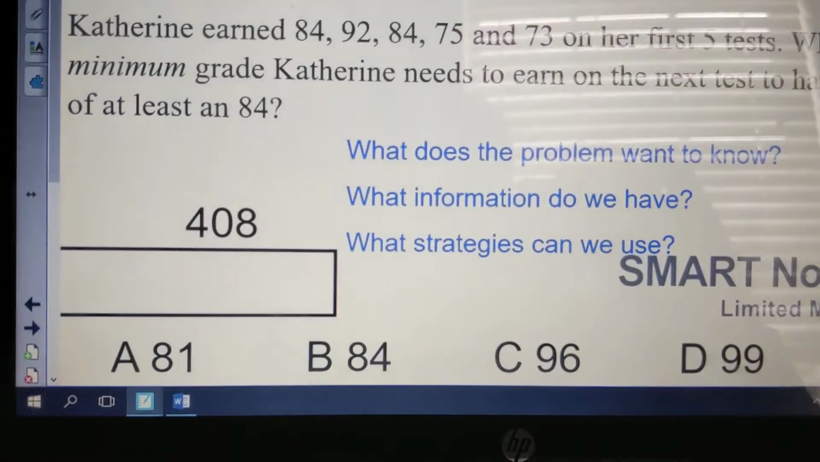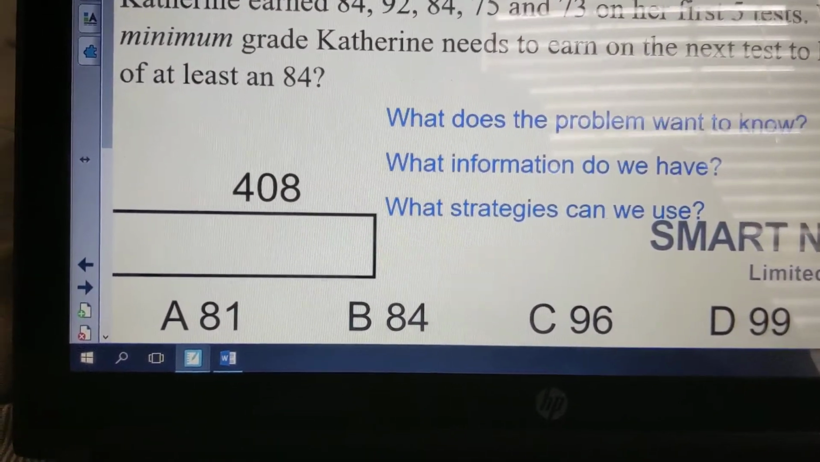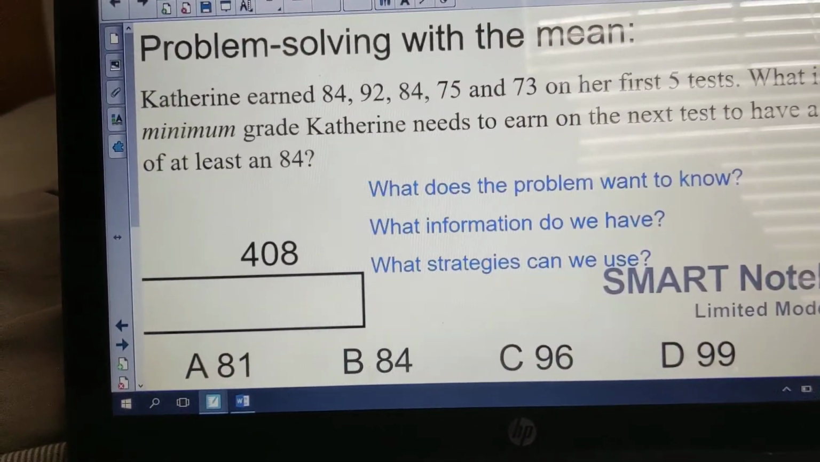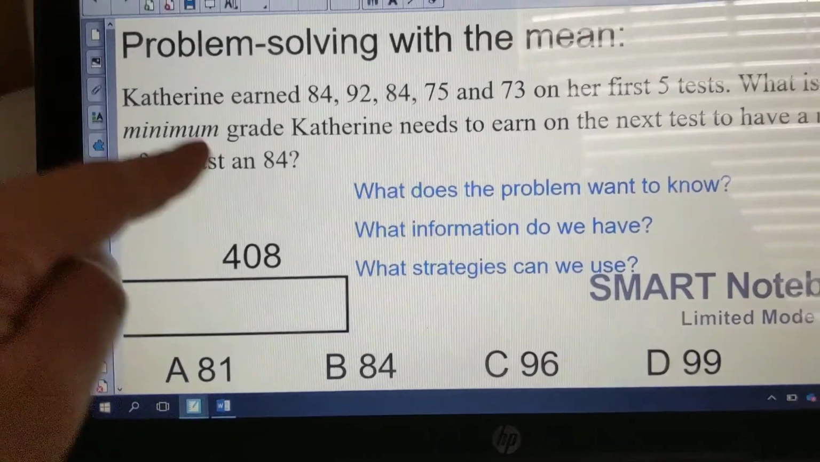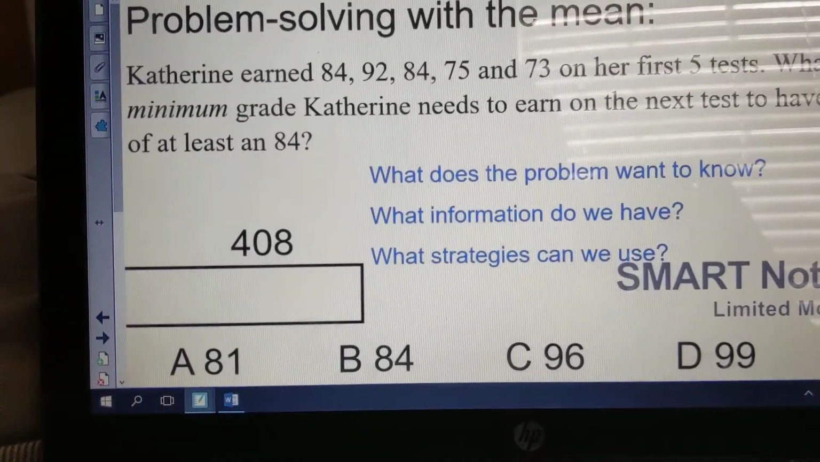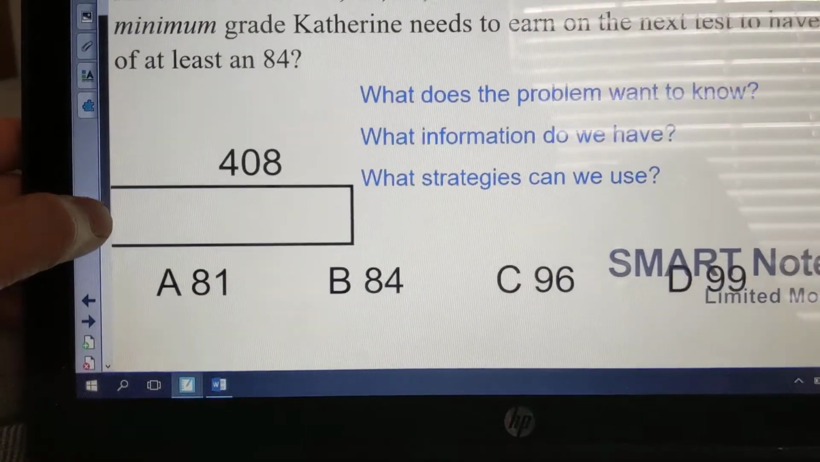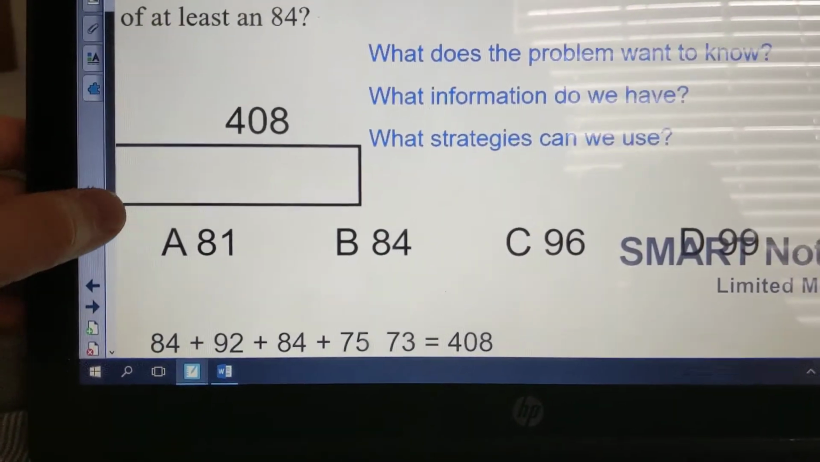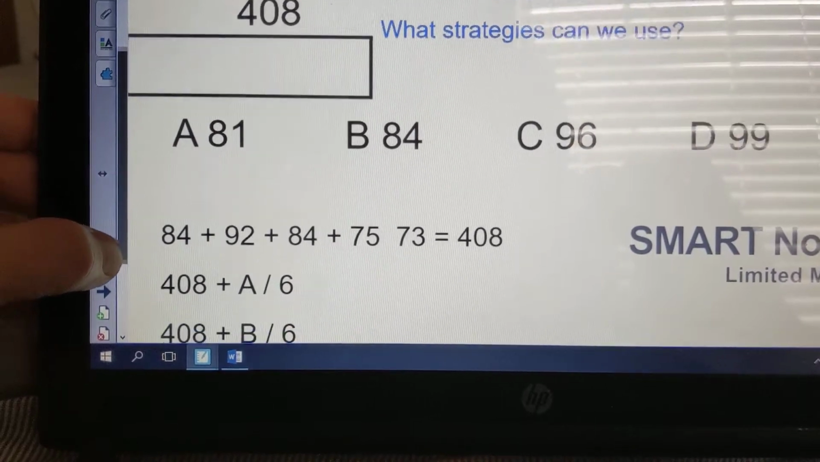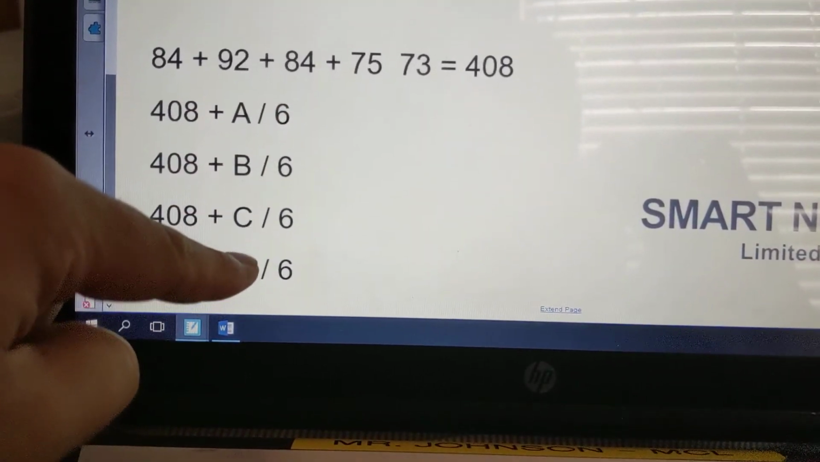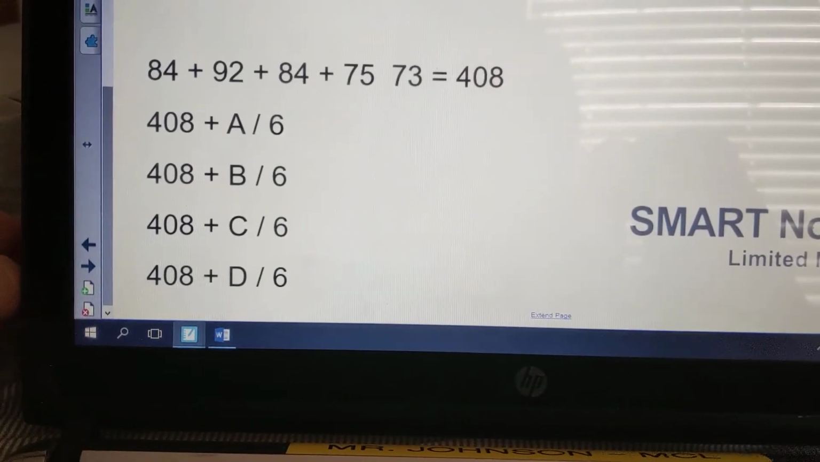So if we do 408 divided by 5, right now she has an average of an 81.6. She wants that average to be up to an 84. So here's a strategy for this. We have our answer choices, so that's going to make our life a lot easier. We are trying to see, after 6 tests, how she gets an average of an 84.